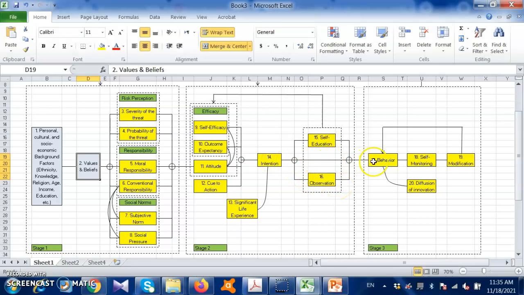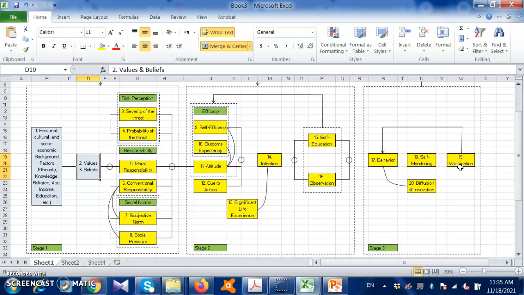So it's either you go immediately from intention to behavior, or you go from self-education to behavior, or through observation, or through both self-education and observation as well. That leads you to behavior, and then once you do the behavior, it will be more like a learning process for you. So you will try to self-monitor and also do self-modification to your behavior.